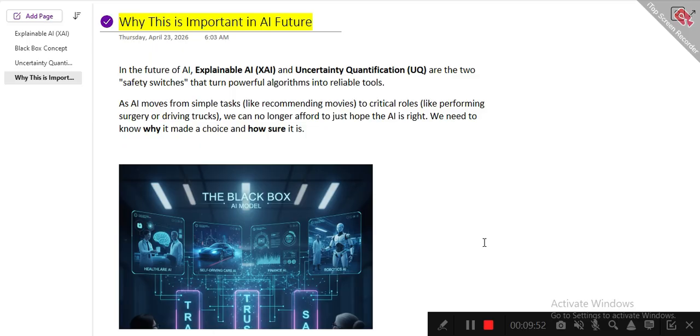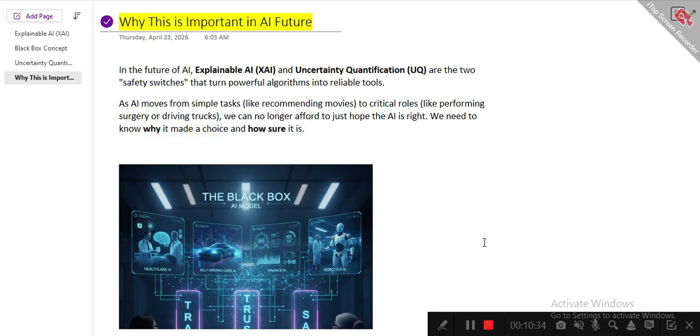Trust is the key. People trust systems that explain decisions and show confidence. Without trust, even the best AI is useless. Think about this: will you trust a doctor who never explains anything? Absolutely not. The same rule applies to AI. In simple terms, explainable AI makes AI understandable, and uncertainty makes AI honest. Together, they make AI reliable.